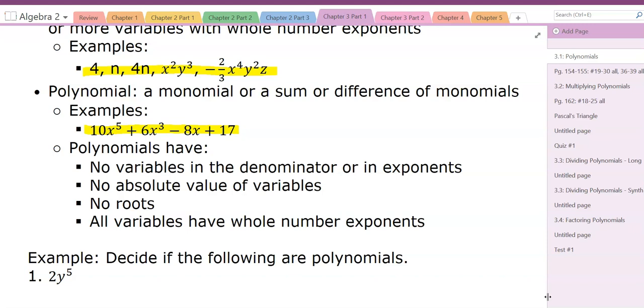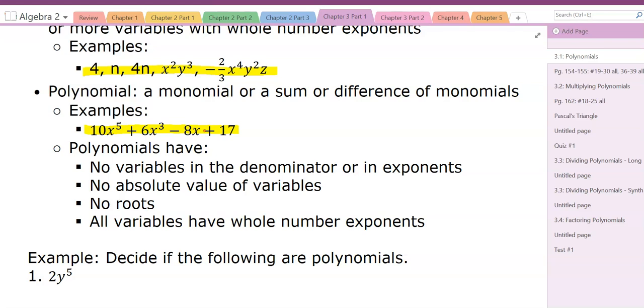So notice up here, you have x to the fifth, x to the third, x. I don't see anything that says x to the 1/2. X to the 1/2 is technically a square root. We just haven't talked about that yet. But you don't want to have fractions as your exponents either.